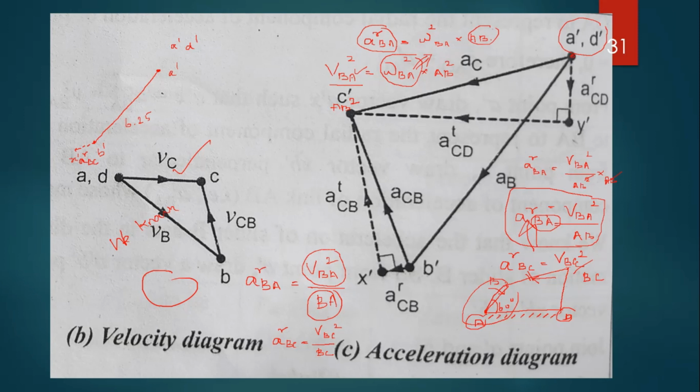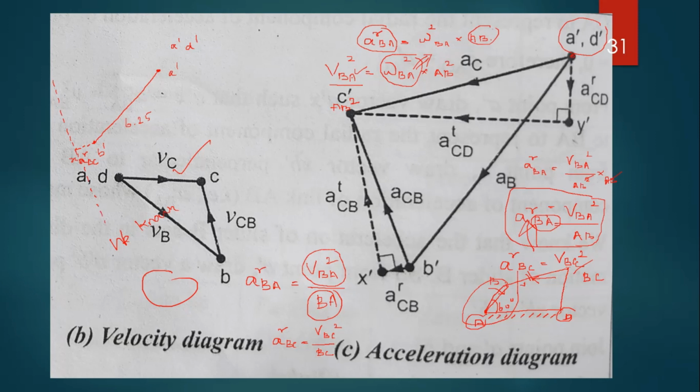Now we have to draw the tangential component. First we draw the radial component, then the tangential component. We know that the tangential component is always perpendicular to the corresponding link BC, right? But the magnitude we don't know, so for that we have to draw a line on both sides, bottom and top, right? Magnitude we don't know.